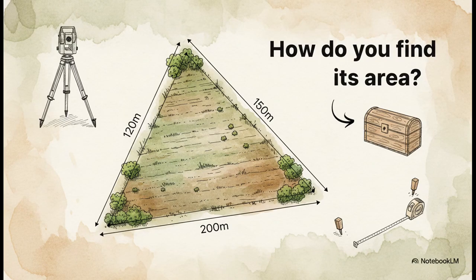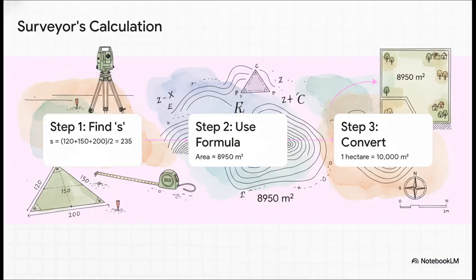In fact, let's try one of these problems right now. Put on your surveyor hat. You've measured a triangular plot of land, and the sides are 120 meters, 150 meters, and 200 meters long. So, which tool are we reaching for? Well, we've got 3 sides and 0 angles, so it's got to be Heron's formula. Okay, let's crunch the numbers. Step 1 is always s.